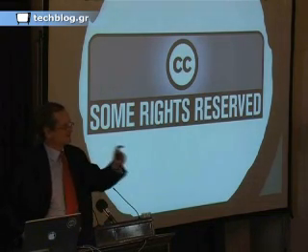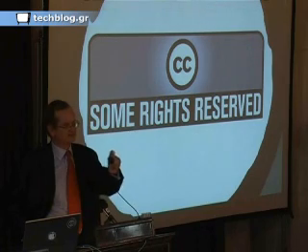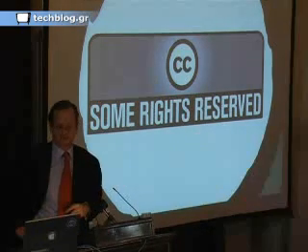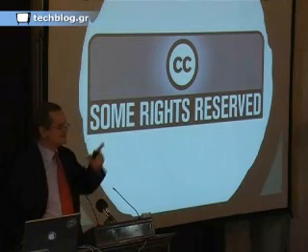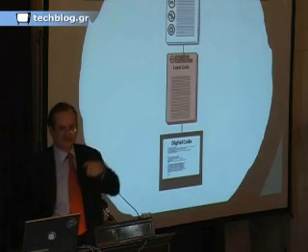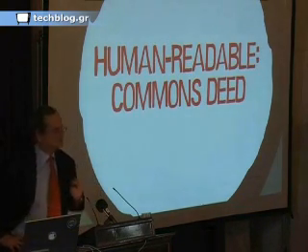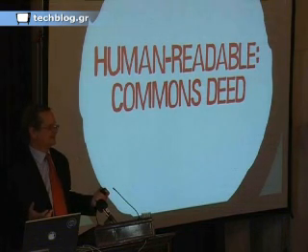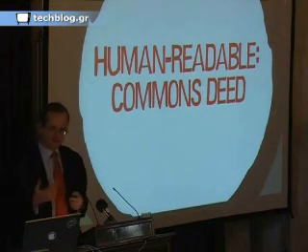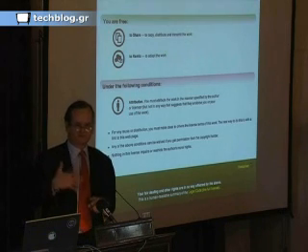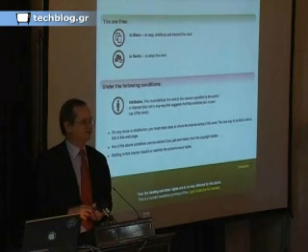Licenses which are always signaled with a tag like this somewhere on the place where the content exists. But this license comes in 3 separate layers. At the top layer, there's a human-readable Commons Deed, intended to be understood by anybody, and it expresses the freedoms and restrictions that are associated with that.